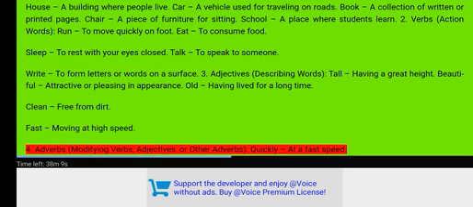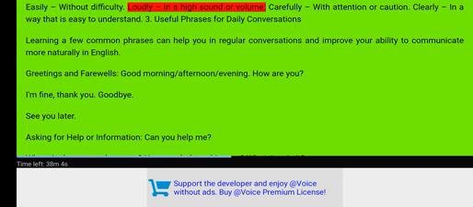4. Adverbs, modifying verbs, adjectives, or other adverbs. Quickly, at a fast speed. Easily, without difficulty. Loudly, in a high sound or volume. Carefully, with attention or caution. Clearly, in a way that is easy to understand.